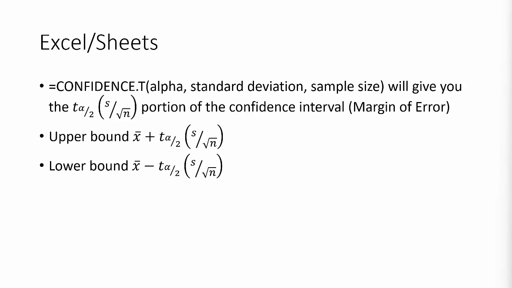But first of all, we'll use the confidence.t code. We take our alpha, so our confidence level, so often it's 95%, so 0.05, our standard deviation, and our sample size. This will give you your margin of error, your T alpha over 2 times S over square root of n, portion of the confidence interval. Our upper bound is our mean plus this number, and our lower bound is our mean minus this number.